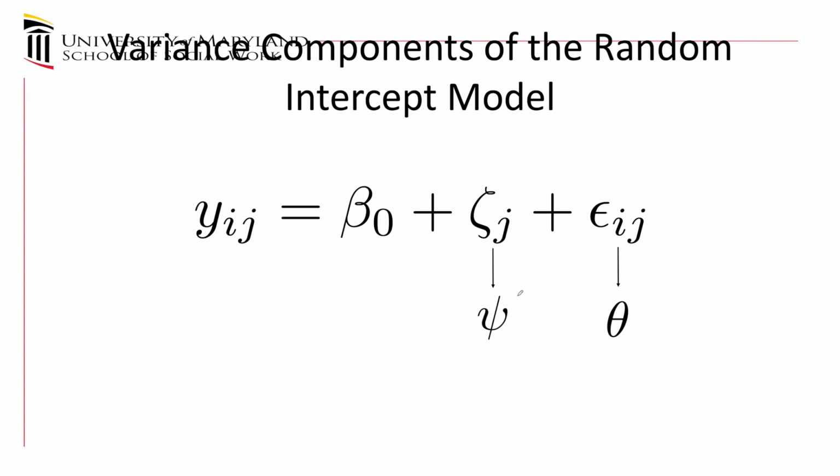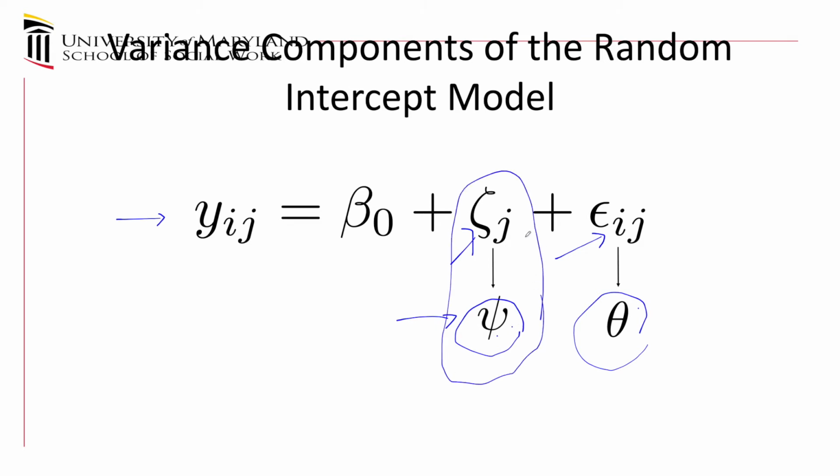Here's the breakdown of that again. Just calling your attention to the fact that we don't see the zetas and the epsilons. What we're going to see in the output is a variance parameter for the zetas and the epsilons, and we call the zetas variance psi and the epsilons variance theta.